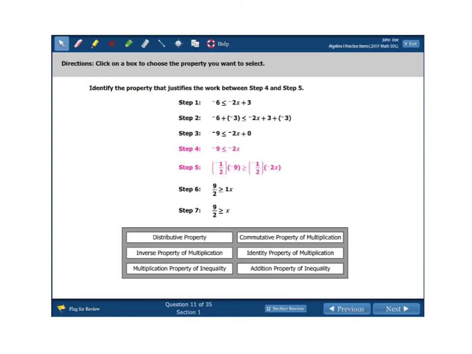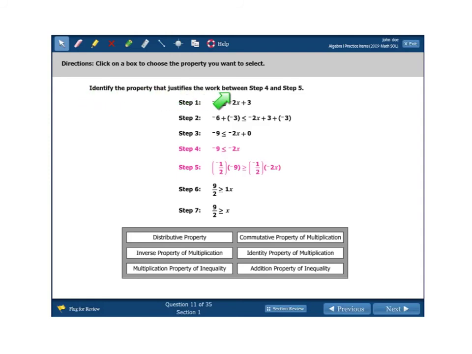All right, so this question... Click on a box to choose the property you want to select. Keep in mind that every step that they show you in solving an equation, or in this case an inequality, is done with one property in mind. So there can't be more than one correct answer on this. A question like this, I think, would actually prevent you from clicking on more than one correct answer, so that's positive.